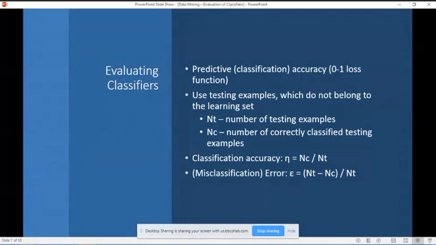We can evaluate our models with different metrics. A simple accuracy metric could be to divide the number of correctly classified examples by the total number of examples. This percentage could then be used to compare several models. We could also look at misclassification error, or how often our algorithm is wrong.